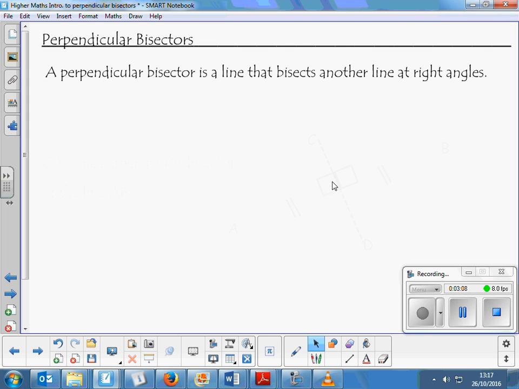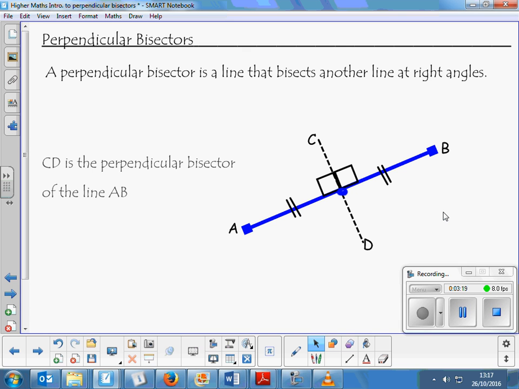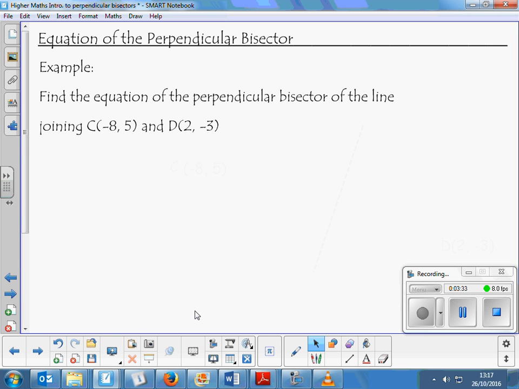If you have a look at our diagram, I'm just going to explain it here. We've got our line segment AB, and our perpendicular bisector is CD, and that splits this line in two. So CD is the perpendicular bisector of AB. Now what we want to do is find the equation of this perpendicular bisector. So we are going to have a look at an example. This is our example here. We want to find the equation of the perpendicular bisector joining these two points.